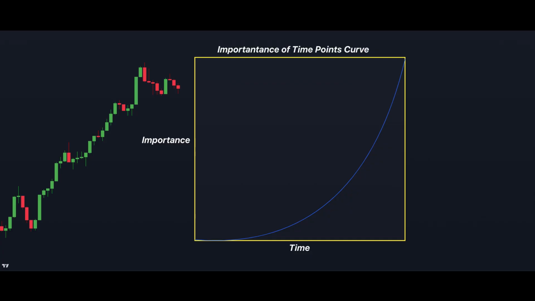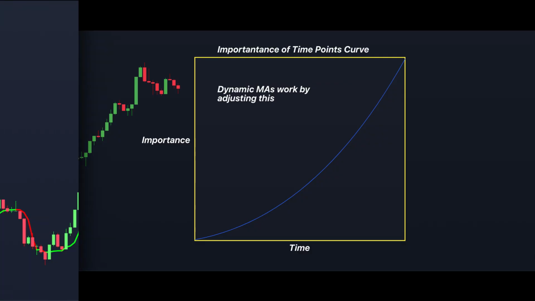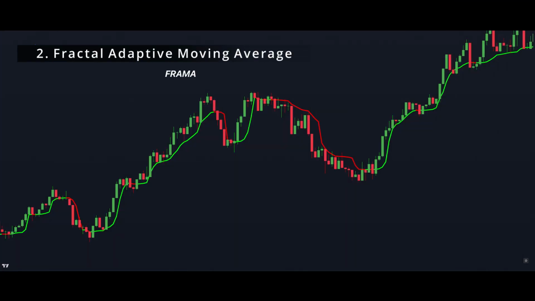But now you have an idea about how dynamic moving averages work fundamentally, and the next ones follow the same concept. They simply take data within a window and decide how important the recent data points are by changing the alpha parameter based on some metric. Next, we have the FRAMA, or Fractal Moving Average.